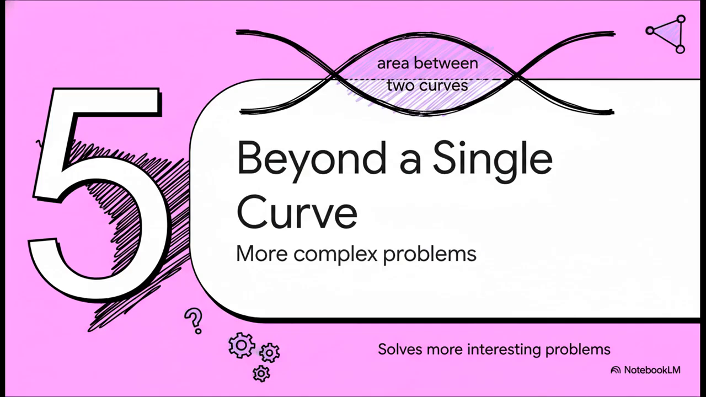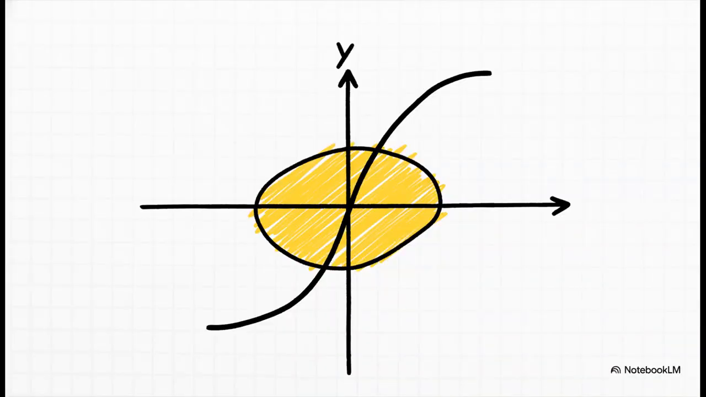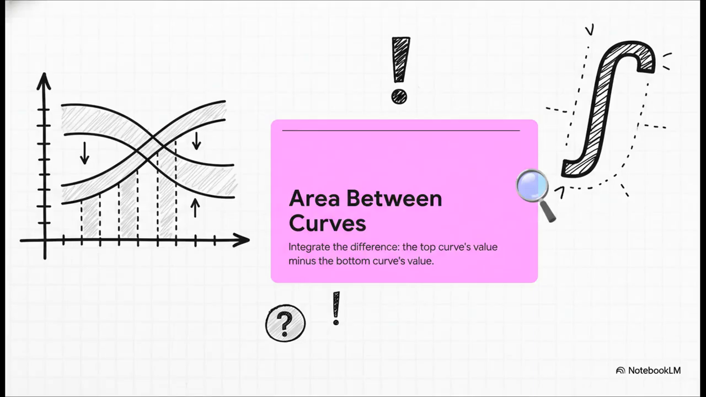Like, what if we want the area not just under one curve, but the area trapped between two different curves? The big idea is actually pretty similar. Instead of our rectangles going from the curve all the way down to the axis, we can just imagine them stretching from the bottom curve right up to the top curve, perfectly filling the space between them. And the logic is exactly the same.